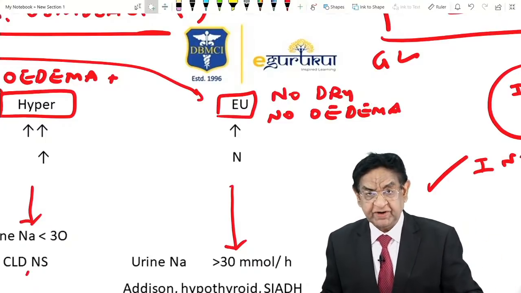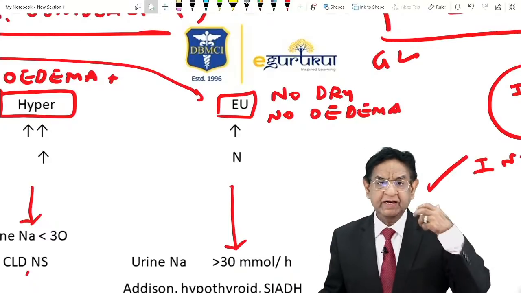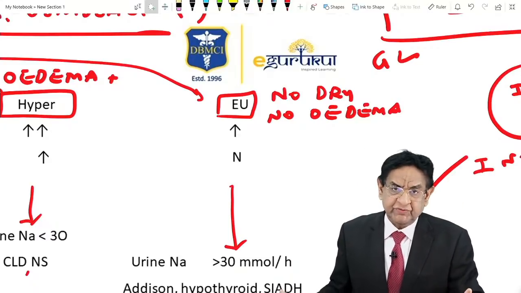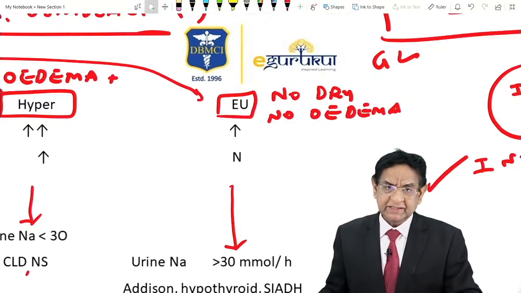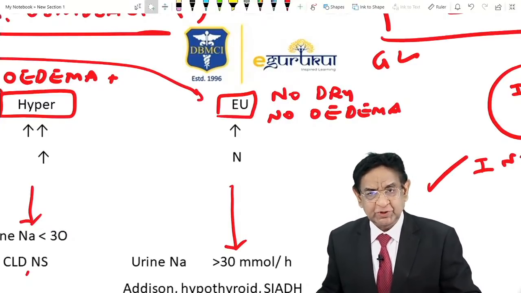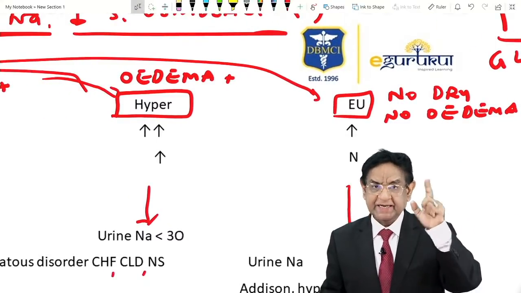So clinically simple, and these three things you can see in any patient. Patient sits in front of you. Just imagine in your own body. Just focus on your tongue. It is wet. Okay. And just focus on your leg. There's no swelling. That means euvolemia is fine. Simplified version. So now I'll take one by one.